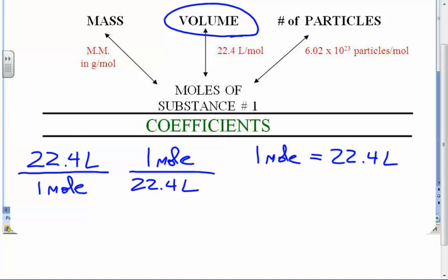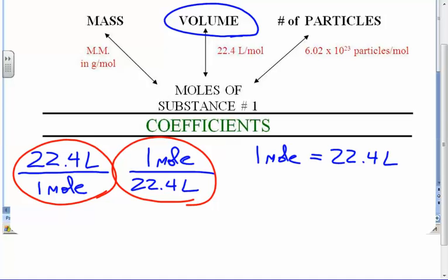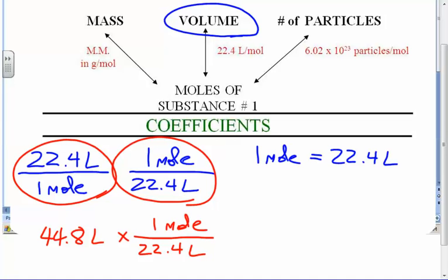What we have here are ratios of two equalities. Those things are equal to one another, and since they're equal to one another, multiplying by this ratio is going to be equivalent to multiplying by 1. So if I have 44.8 liters and I multiply that by 22.4 liters for every 1 mole, which as we can see is multiplying by a ratio of two things that are equivalent to one another, it's like multiplying times 1.